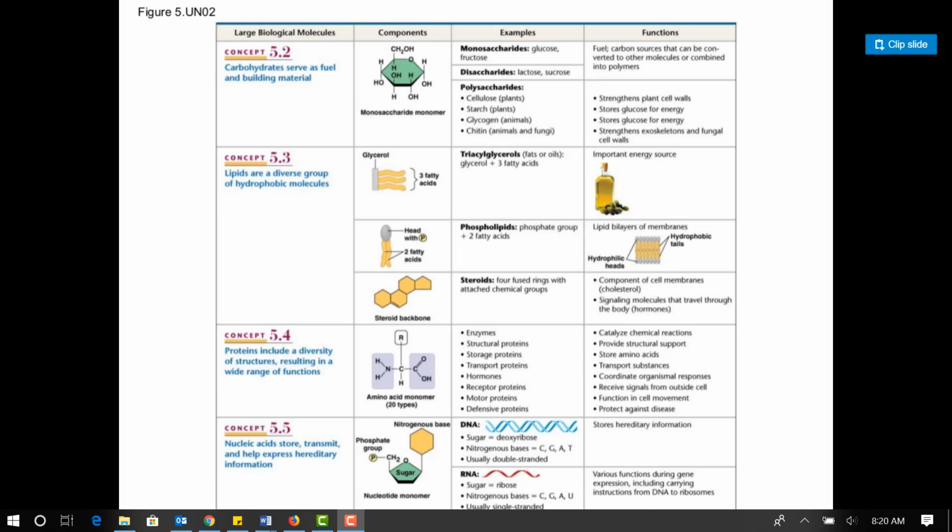I'll do it. Okay. So glycogen, glucose polymer, its function is energy storage in animals. Don't mess up.